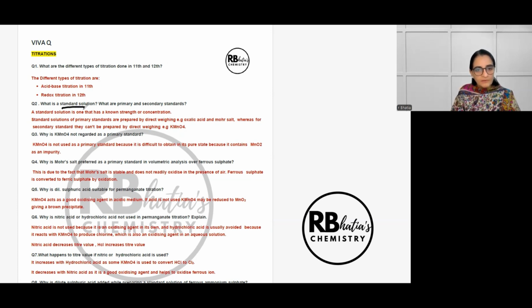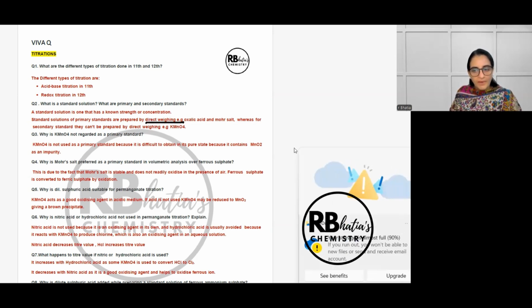What is the standard solution? It is the one that has a known strength or concentration. That means a solution whose concentration is known is called a standard solution. It can be 1 molar, 2 molar, 0.5 molar, anything. If we know the concentration of a solution, we are going to call it a standard solution. And standard solutions of primary standards are prepared by direct weighing. So you can be asked a question, what is the difference between a primary standard and a secondary standard?